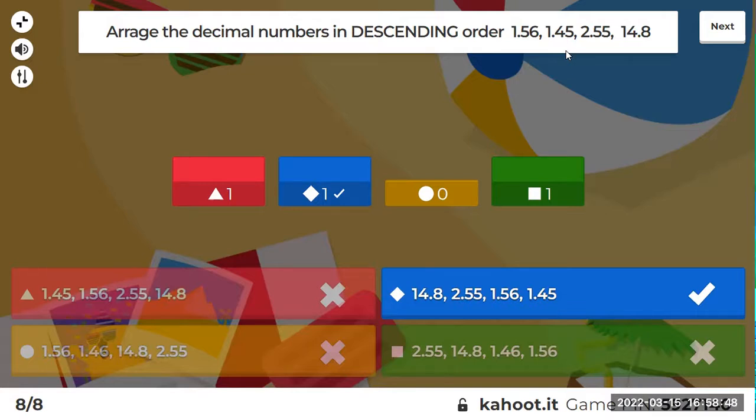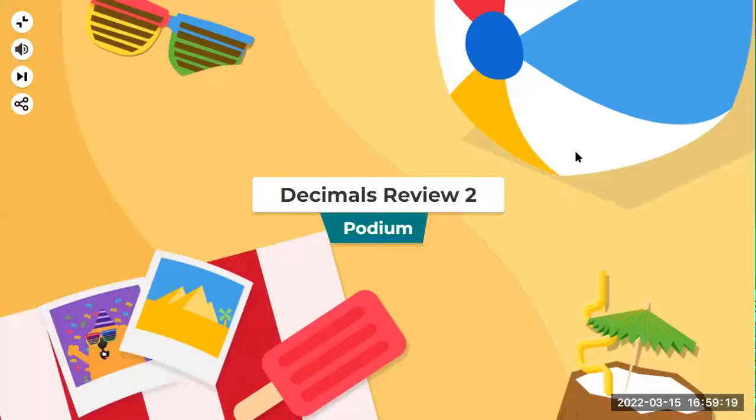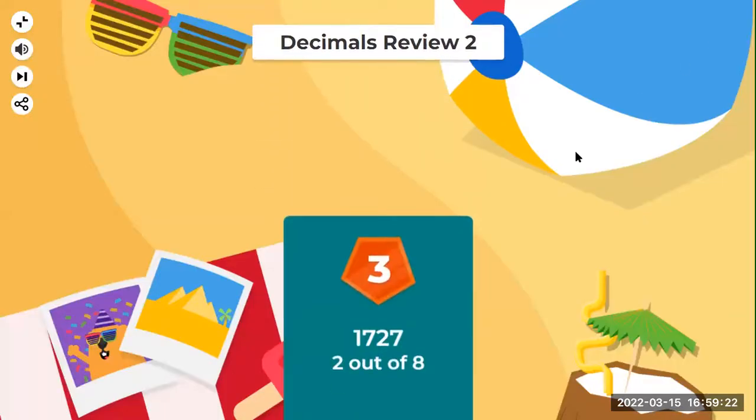Now, let's look at the two numbers with ones in them, 1.56 and 1.45. Now, which one will be bigger? Well, both of them have 1 in the ones column, so we cannot look at that. So we go to the first number after the decimal point. We would see we have 5 in 1.56 and 4 in 1.45. But 5 is bigger than 4. So we would write 1.56 before 1.45. That is how we would get the answer.